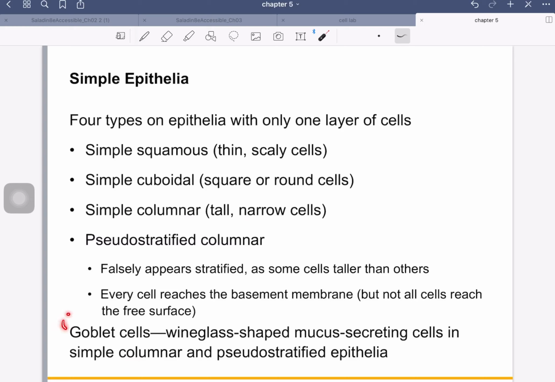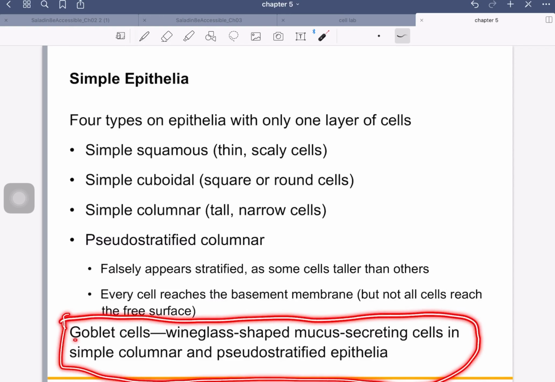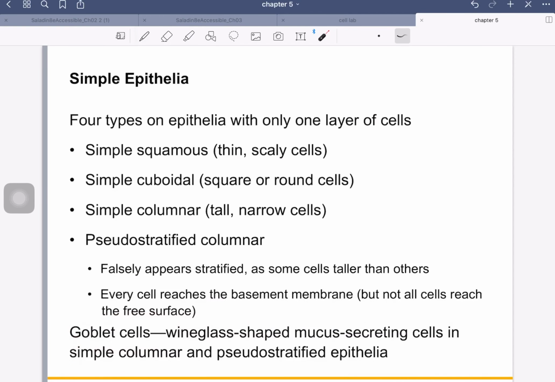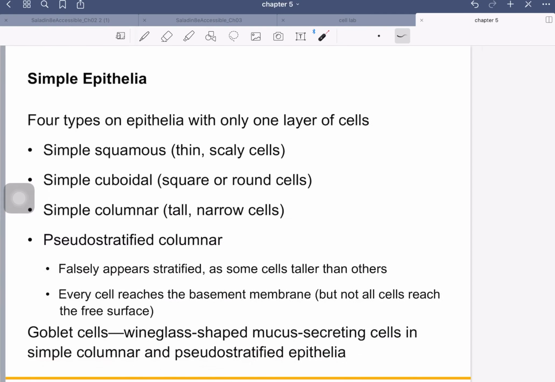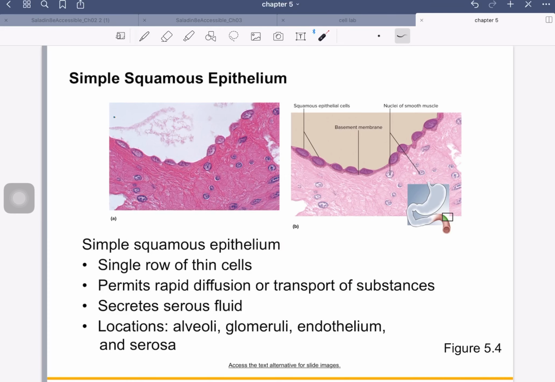Now, there's a group of cells that we will see in some of these tissues called goblet cells. And goblet cells are very important. They look like a wine glass shape, and they secrete mucus. We tend to see these in simple columnar and pseudo-stratified epithelium, and we'll see some examples of them. So let's have a quick look.